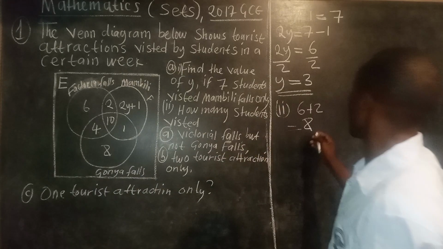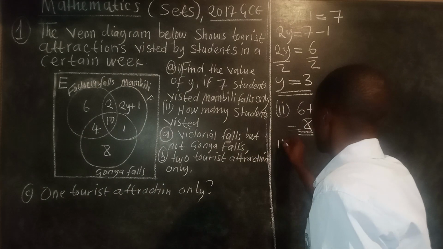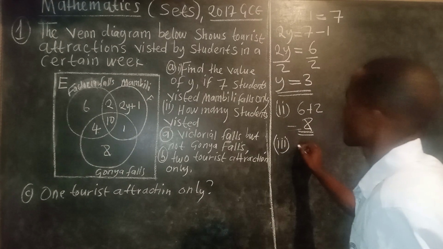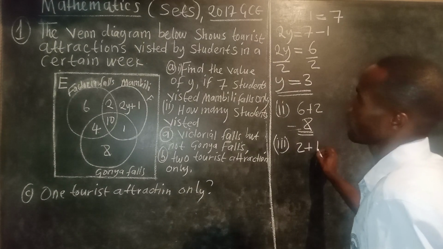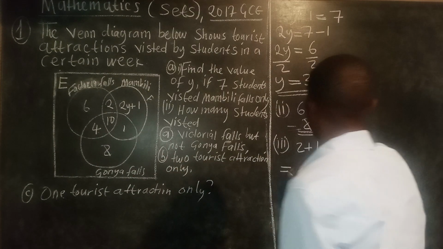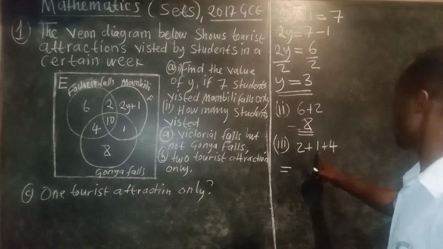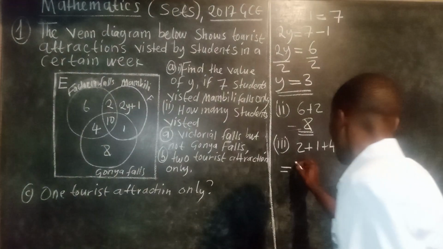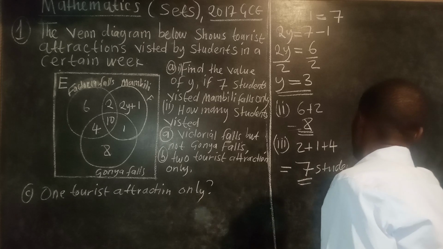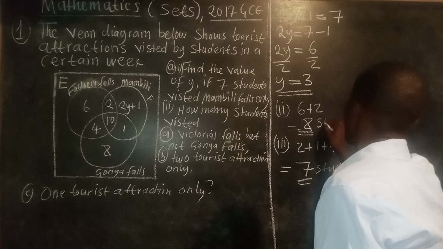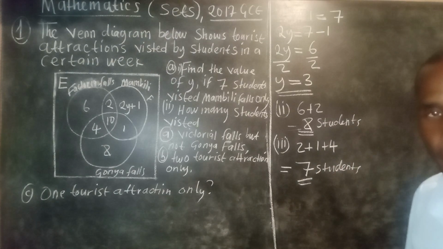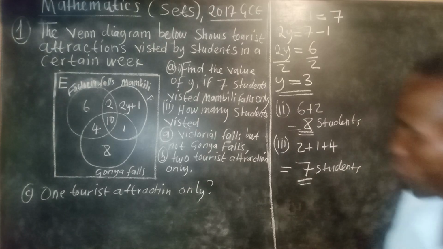Then the answer that you are going to get is the answer which they are looking for. Okay, so we are going to say 2 plus 1, 1 plus 4. When we add this, 2 plus 1 is 3, plus 4 is 7. So there are 7 what? Students. Okay, 7 students. Okay, so we have answered this question. Then we go to the last question.